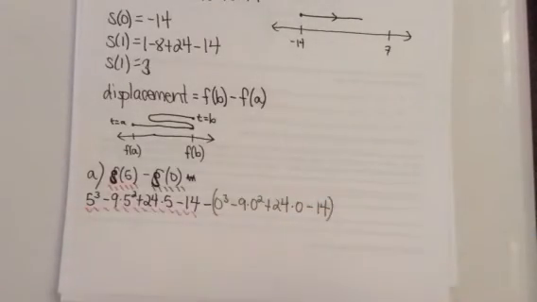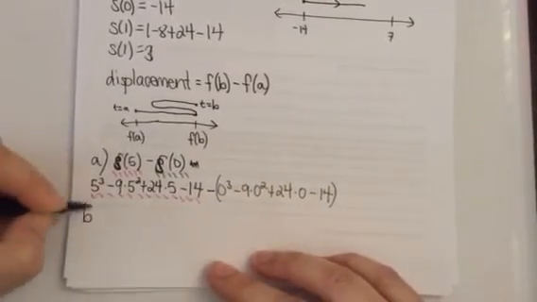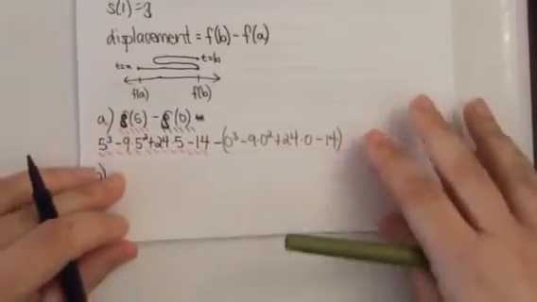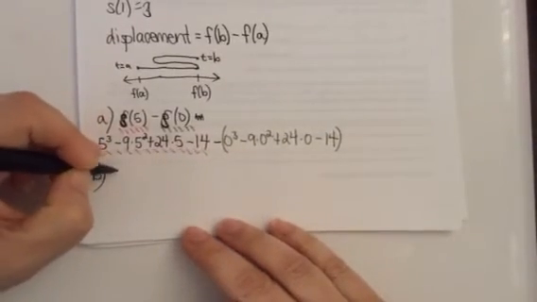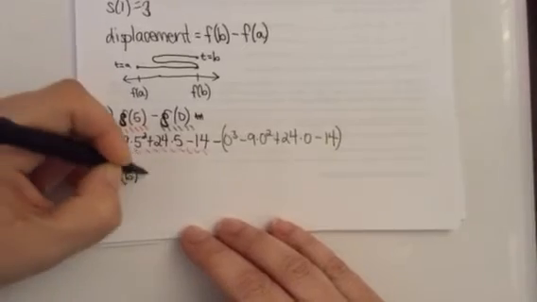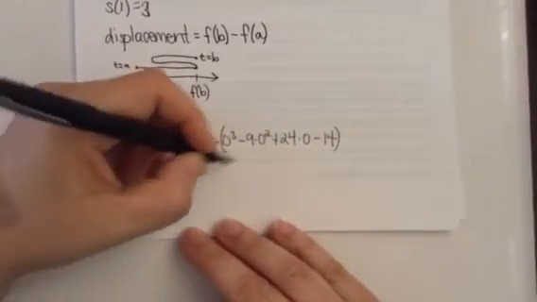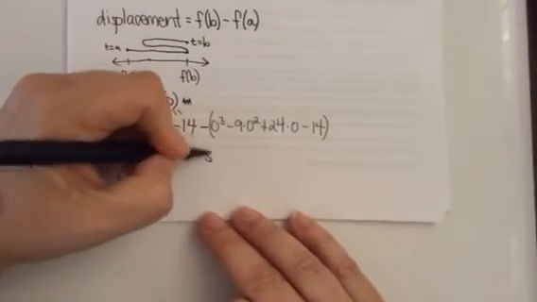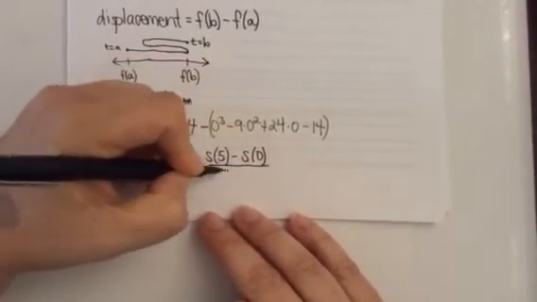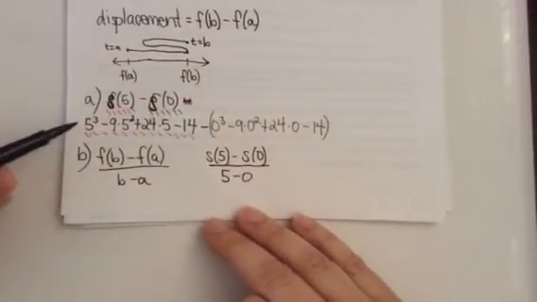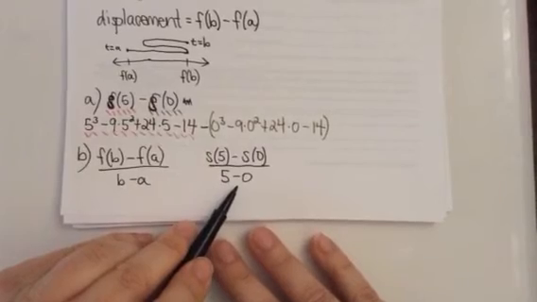Okay, part B says find the average velocity during the first 5 seconds. Hopefully you remember, or maybe it'll come back to you from chapter 1, the average velocity formula. We wrote it as an f again. This problem is an s, no biggie. That's the formula for average velocity. So for this one, we would do s of 5 minus s of 0 over 5 minus 0. So literally we're taking this answer and dividing it by 5.